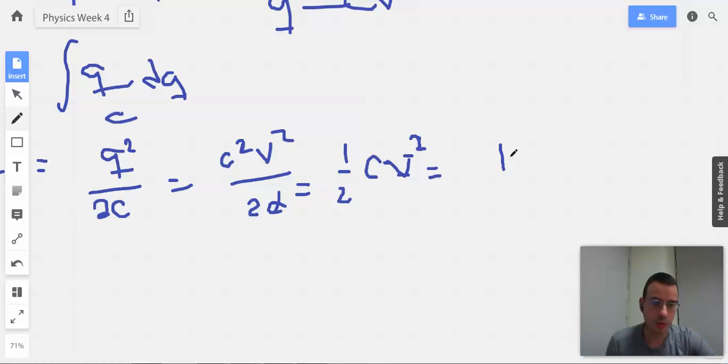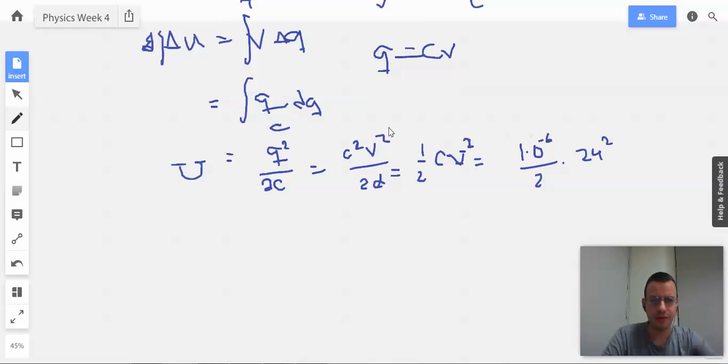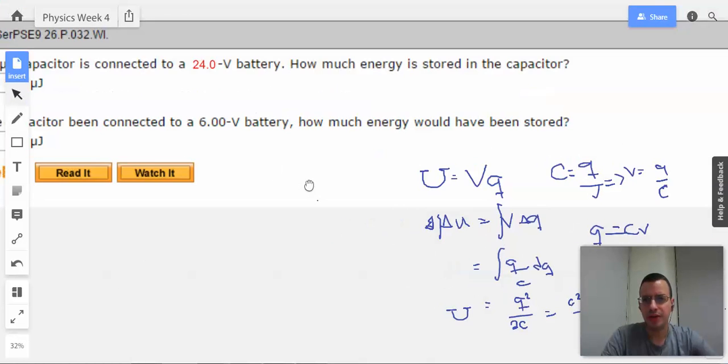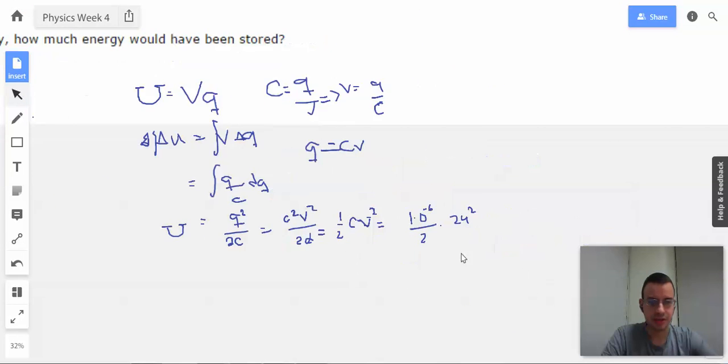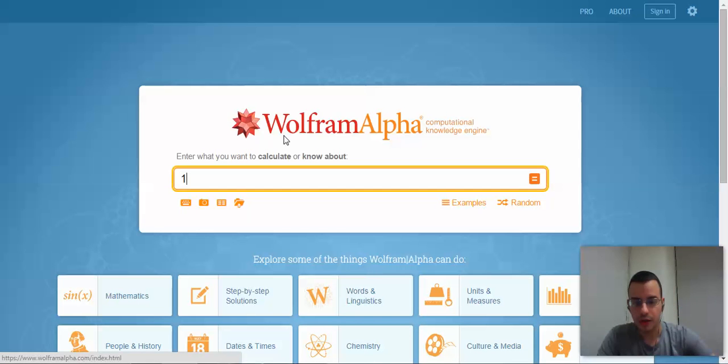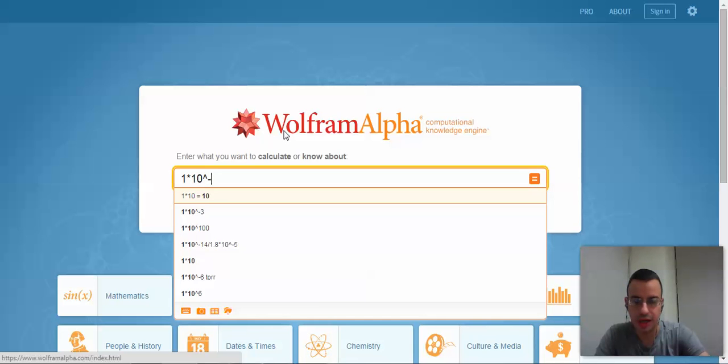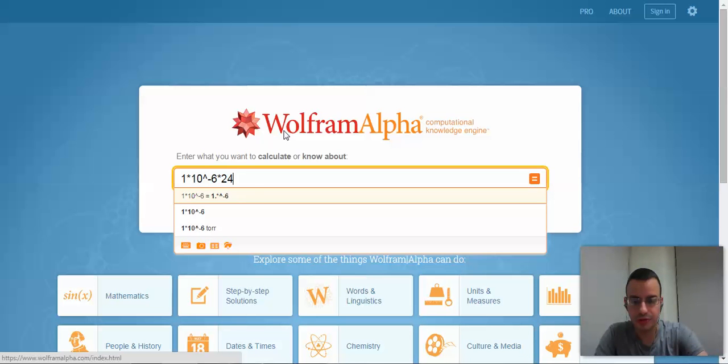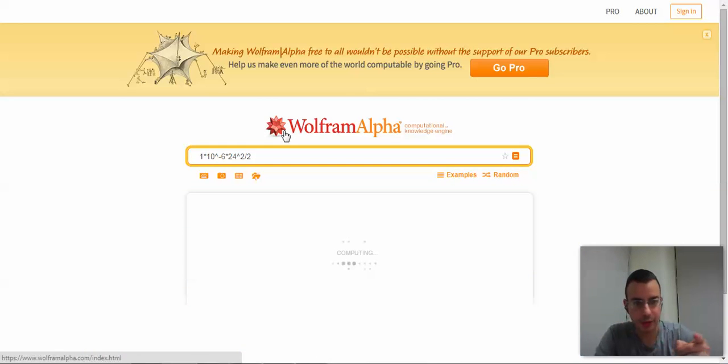1 microfarad, 1 times 10 to the negative 6th. I'm just going to pretend that dot isn't there. Over 2, it's a microfarad, times 24 volts squared. Is it 24 volts? A 24 volt battery? Yes, it is. Okay, so then we're going to do 1 times 10 to the negative 6 times 24 squared divided by 2.